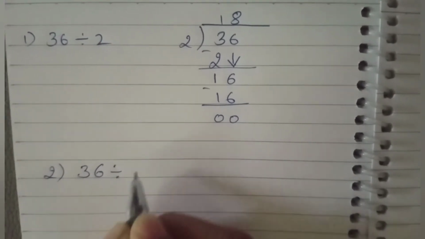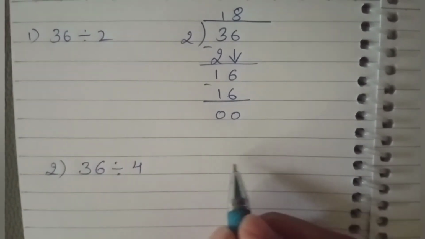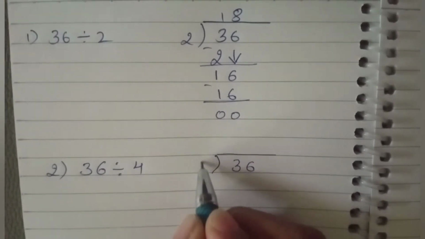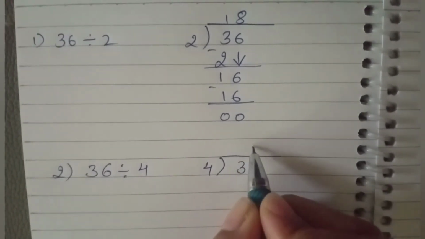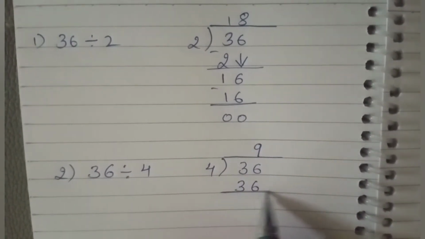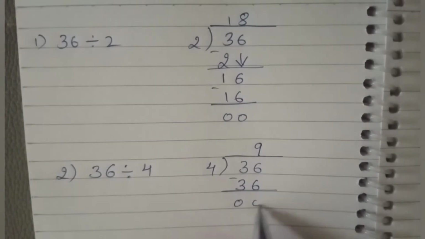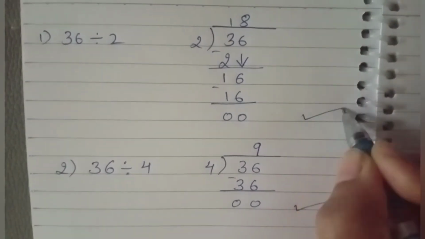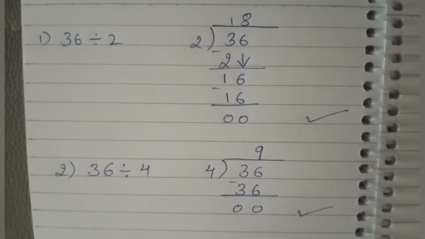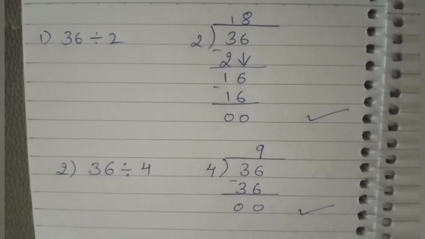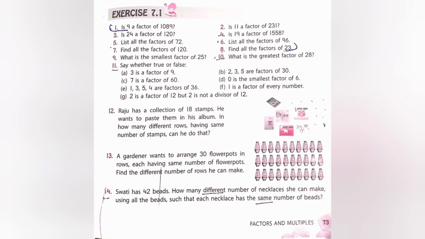Let's divide another factor of 36, that is 4. So let's divide 36 by 4 and see what we get in the remainder. When you read the table of 4, you will get 4 9s are 36. Again 36 minus 36 is 0. So you see we have got remainder 0 in both the cases. It means both 2 and 4 are the factors of 36.